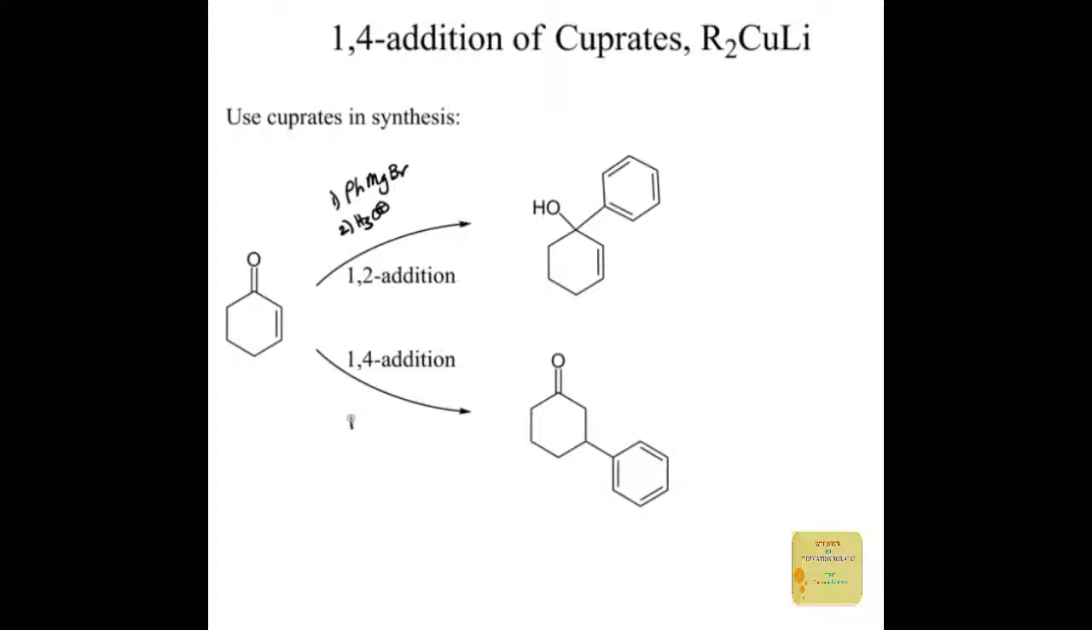Okay, but instead, if I used a cuprate, if I used diphenyl cuprate, Ph2CuLi followed by workup, then we would expect it to add to the 1,4 position because we have a partial positive here, we have a partial positive here, we have 2 electrophilic sites. So cuprates are very useful because they offer a complementary path to the other organometallic reagents, something that prefers to add 1,2 versus something that prefers to add 1,4.